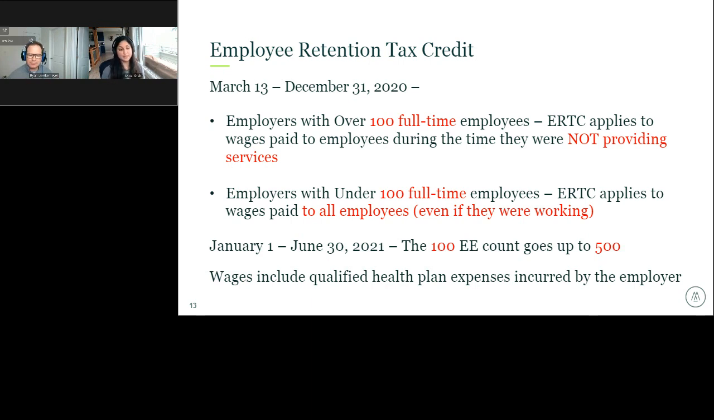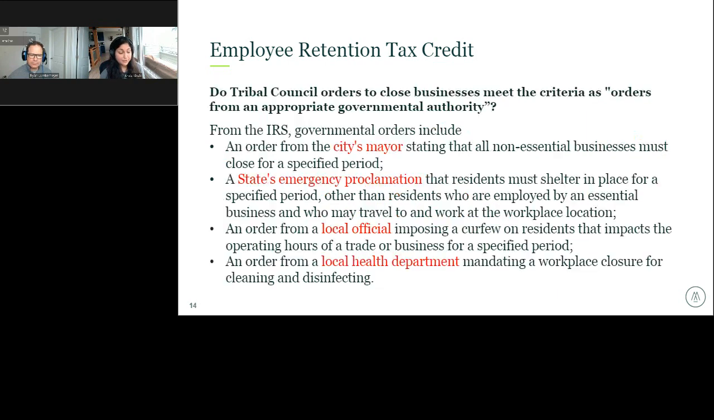So definitely take a look into that to see if you, say, a tribal entity or tribal business, would qualify under this under 100 full-time employees. So how does your tribe or your tribal government or tribal business become eligible for the employee retention tax credit?